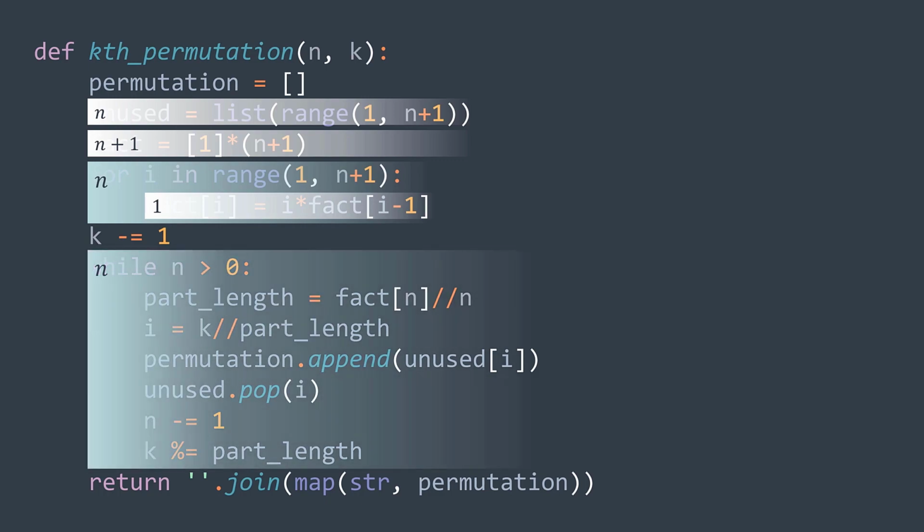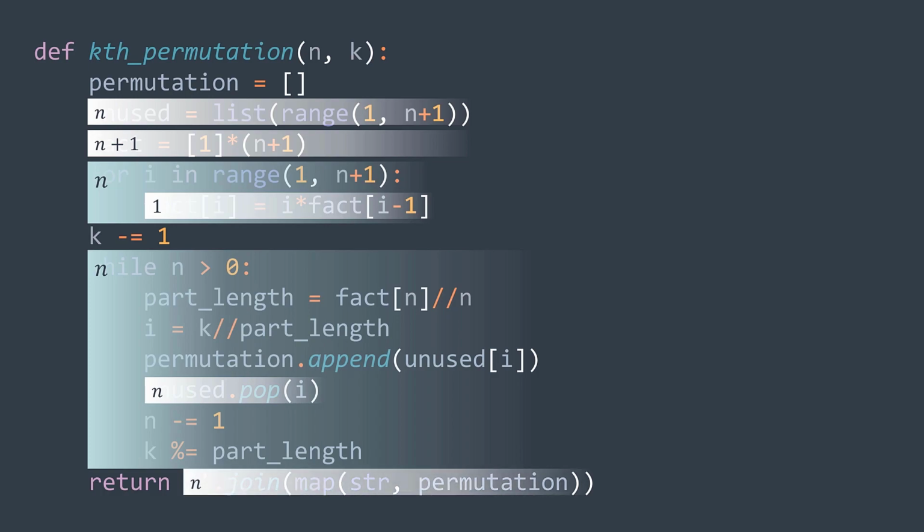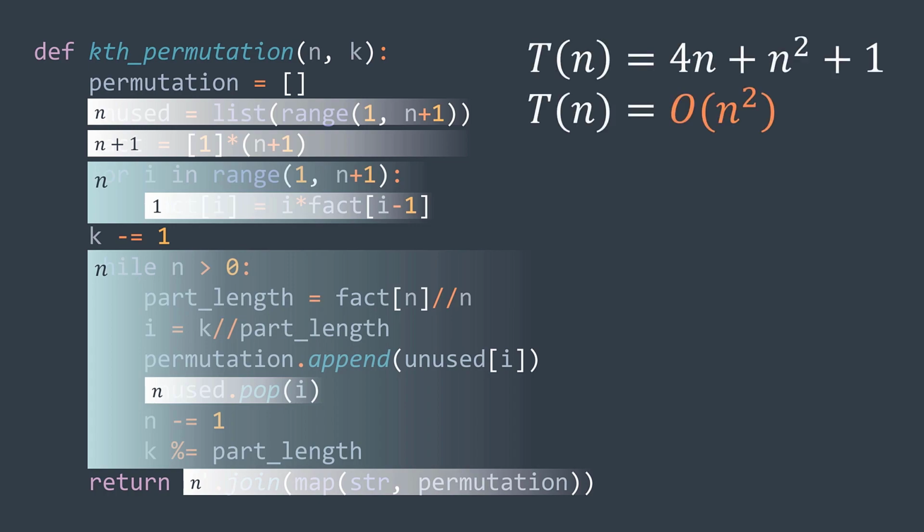Inside it, all operations are O of 1, except popping the element i from unused. We can have the case where we need to shift all the elements to the left, and n to join the elements of the permutation. We have 4n plus n squared plus 1, so we get an O of n squared time complexity, way better than O of n times n factorial of the first solution.